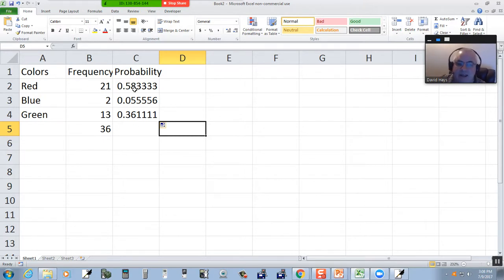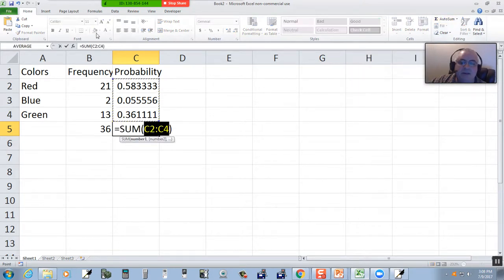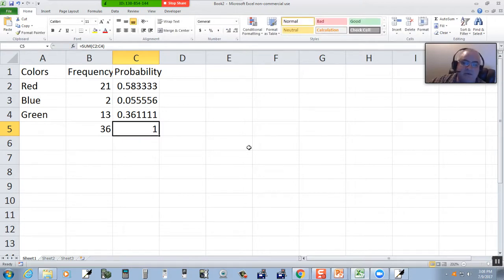Okay, so that's how to build a probability distribution. Now for a probability distribution, all these probabilities have to be between 0 and 1, which they are, and they have to add up to 1. I'm not sure if they'll add up to 1 here. You might have some rounding issues, but if I click auto sum and then choose this check mark or enter, it does give us 1. So that's a probability distribution.